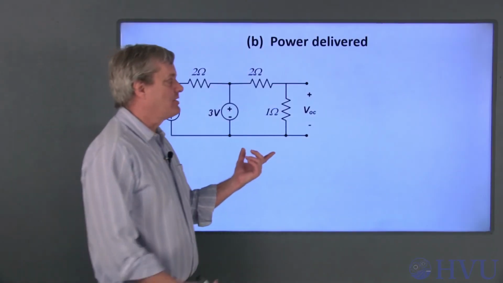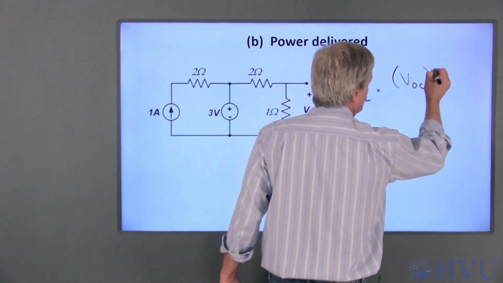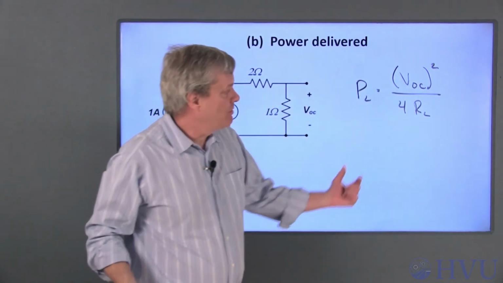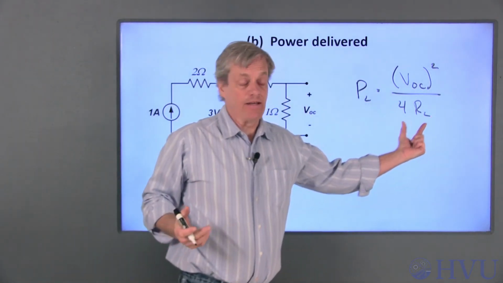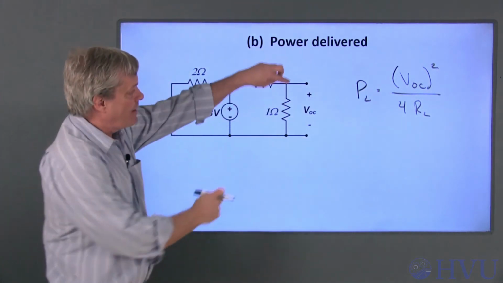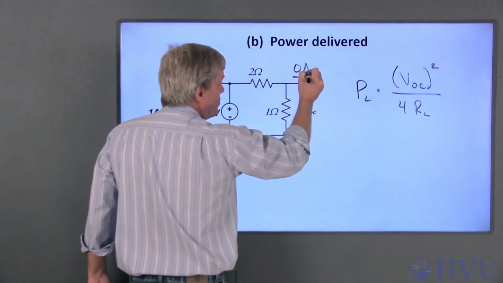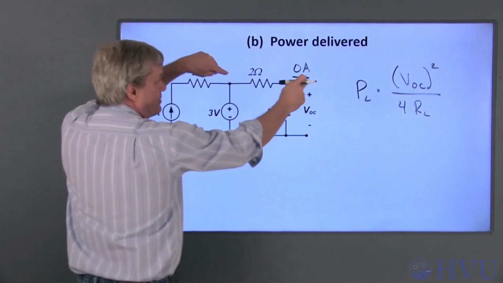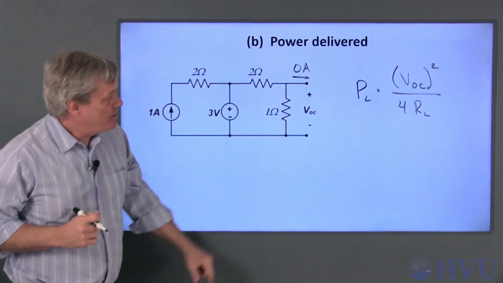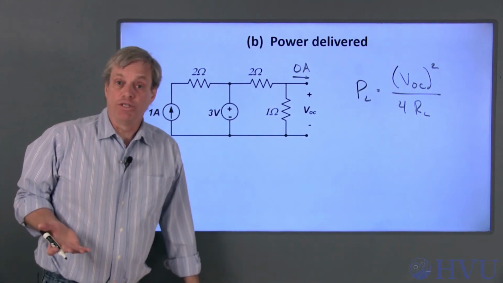Our equation for calculating the load power was PL is equal to the square of the open circuit voltage divided by 4 times RL. To get maximum power, I set RL equal to RTH. So I need the open circuit voltage across these terminals. If I open circuit the terminals that the load resistor is connected to, there's no current there. If this current is 0, these two are in series, I know the voltage across a series combination, and I want the voltage across one of the resistors. That's a perfect application of a voltage divider.